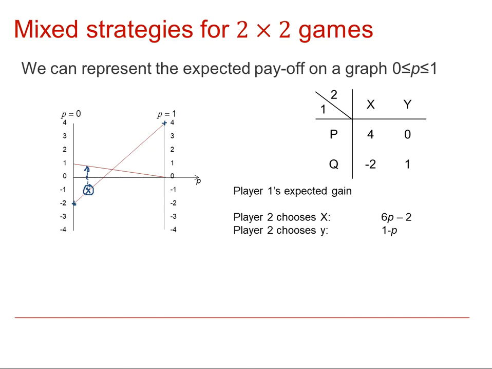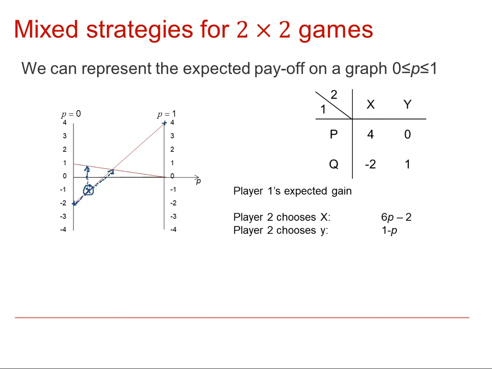Now remember that what player 1 is trying to do is to make that worst possible outcome as good as possible. So we want to move this bottom point on this graph up as high as we can.